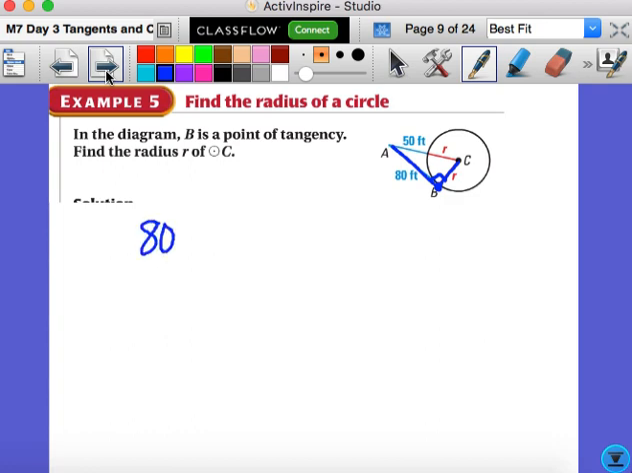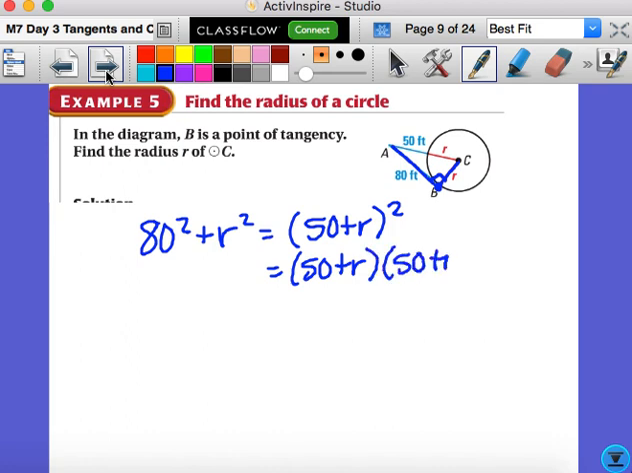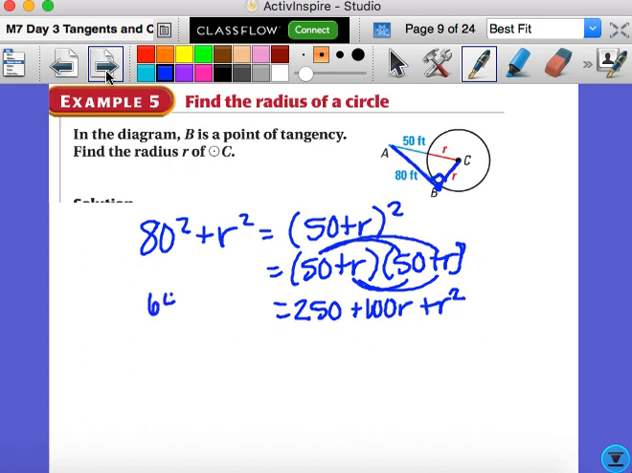So I'm going to say 80 squared plus r squared should equal (50 plus r) squared. Now remember, when you square a binomial, you have to actually distribute that out or you'll lose that middle term. So I'm going to have 2,500 plus 50r plus 50r, that's 100r total, plus r squared, equals 80 squared plus r squared. And I can go ahead and fill that in here as well, just to have all my steps shown.